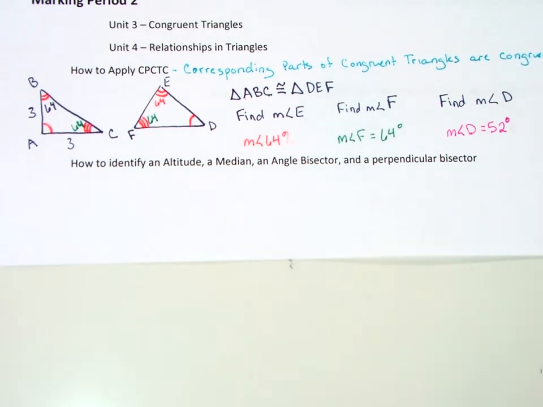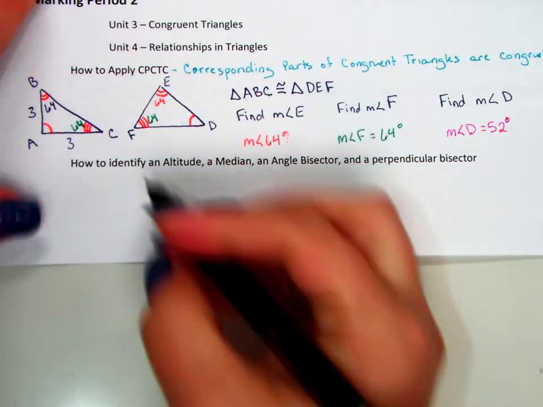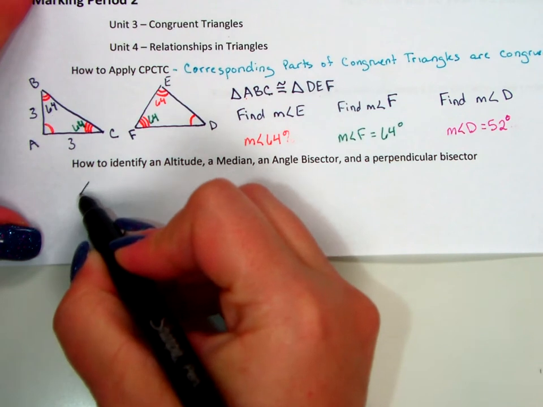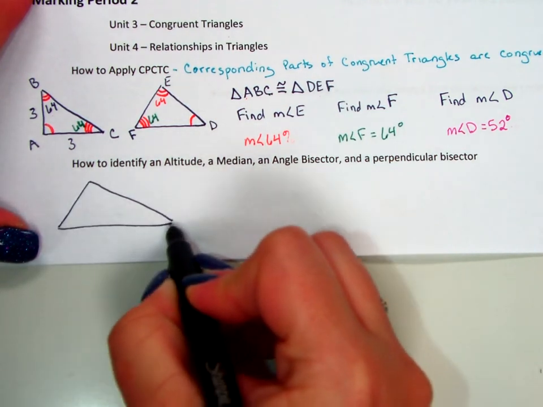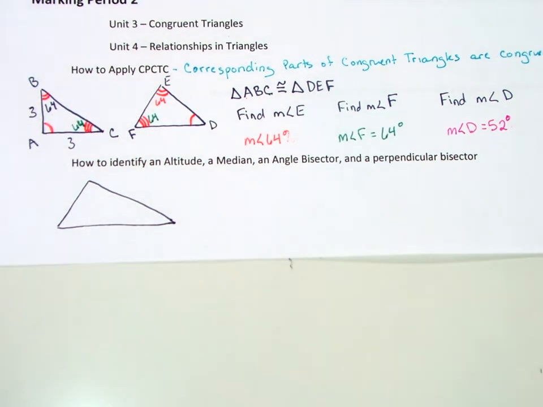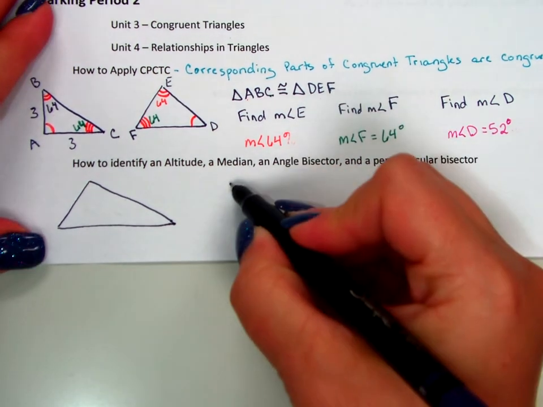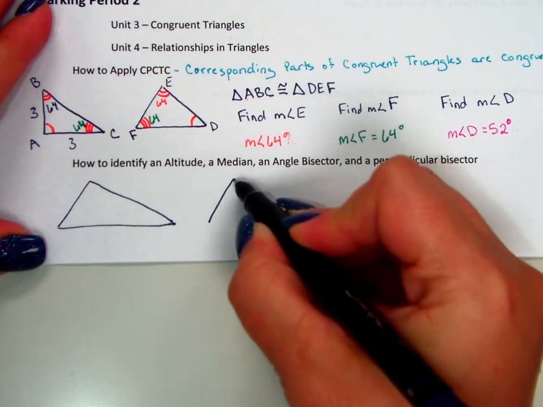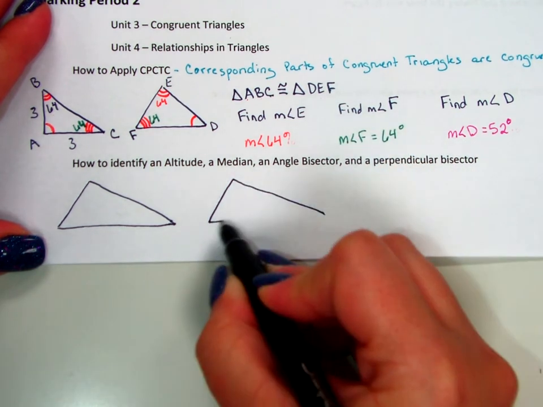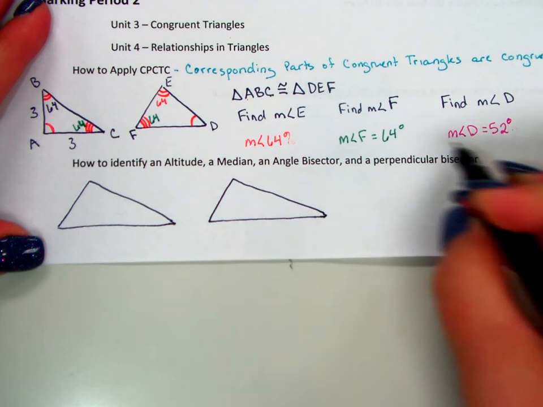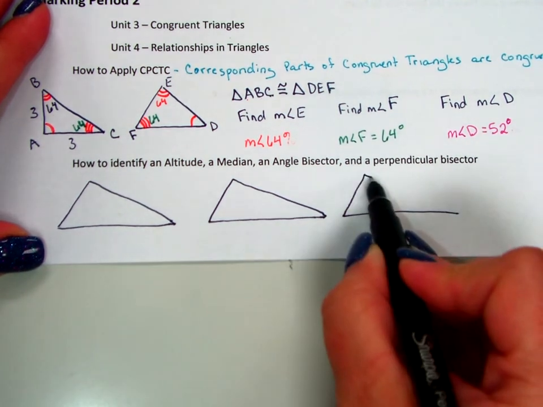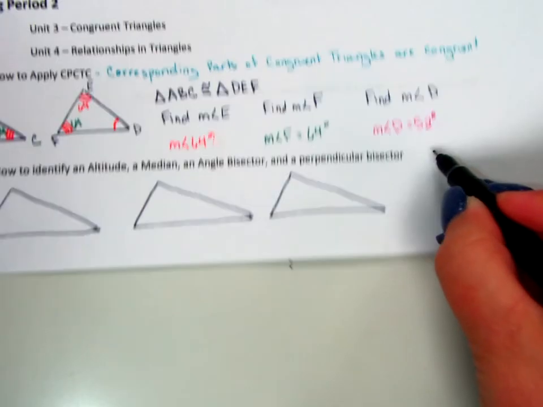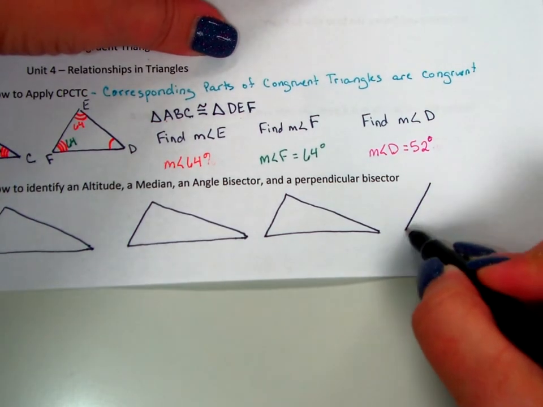Okay? All right, something else we're going to need to be able to do is identify an altitude, a median, an angle bisector, and a perpendicular bisector. So I'm going to go ahead and just draw 4 triangles. I'm going to make them scalene, so that it's kind of leaning a little to the left, because if you make them isosceles, then some of them overlap each other. We want to see them all different.